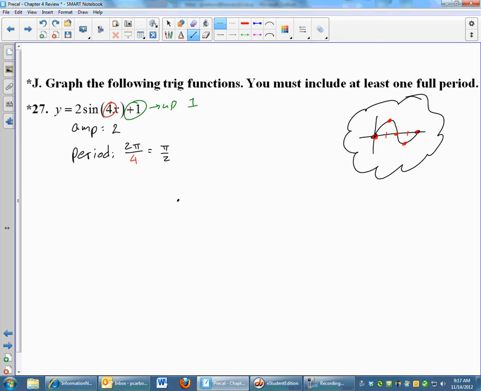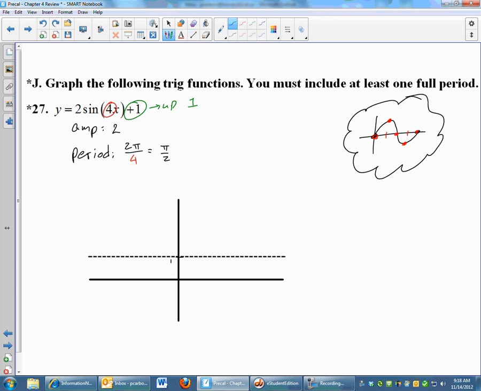So let me get my axes going. I'm going to put my x-axis right here. And I'm actually going to start with shifting up 1. Let's see, I want that to be black. I'm going to start shifting up 1, and I will put a little dotted line, and this is going to serve as my x-axis. I'm going to center my graph around that line at y equals 1. And then I'm going to start with the rest of it.